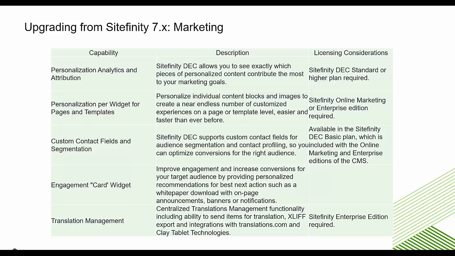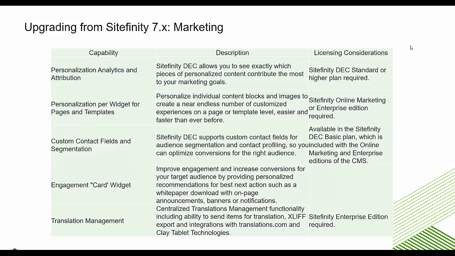So the first thing in terms of going up to 8.x, some of the improvements were around personalization analytics and attribution. And personalization is a big focus of a lot of the improvements that we've done recently. This relates to the DEC, where now you can really see the pieces of personalized content which contribute the most to your marketing goals. So again, it allows you to see which content is actually making people convert, what they're downloading, and what people are doing, for example if these people did this, they were apt to convert at this percentage, and then you can try to drive those next best actions to drive conversions.